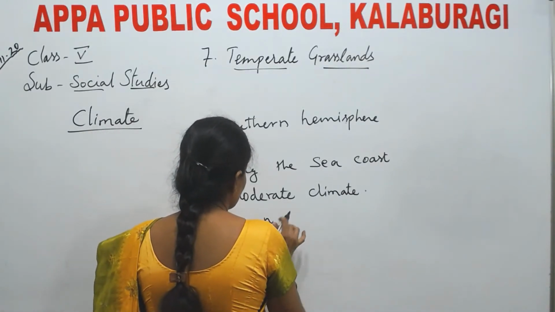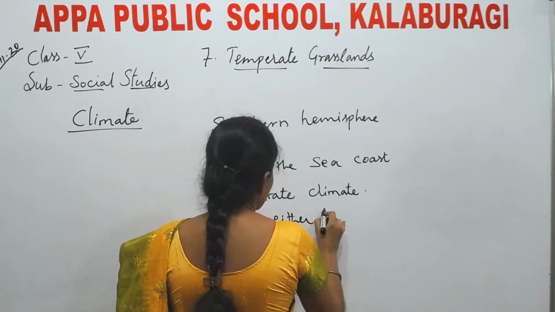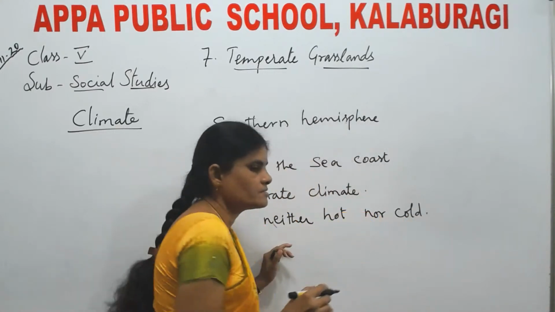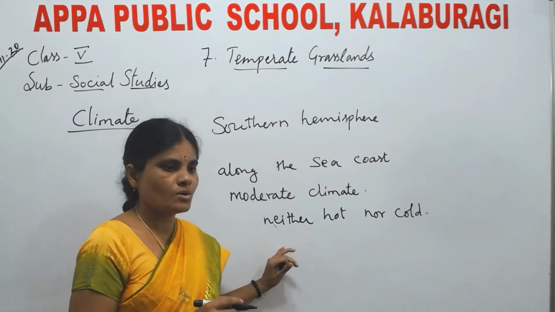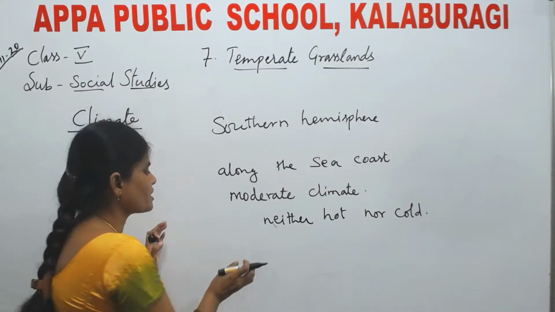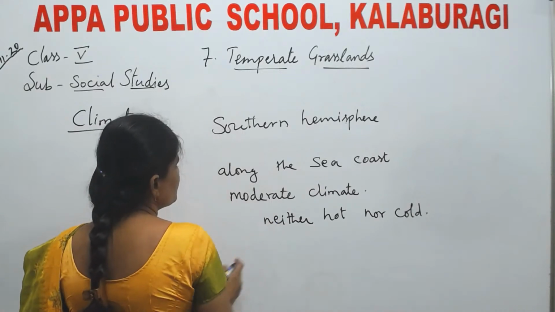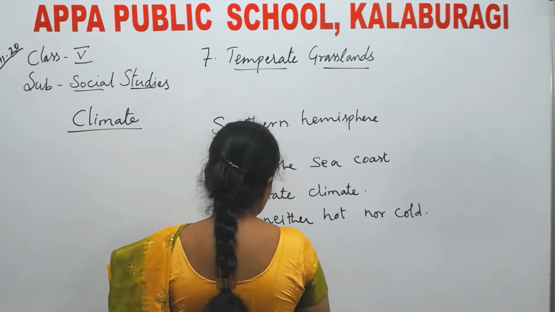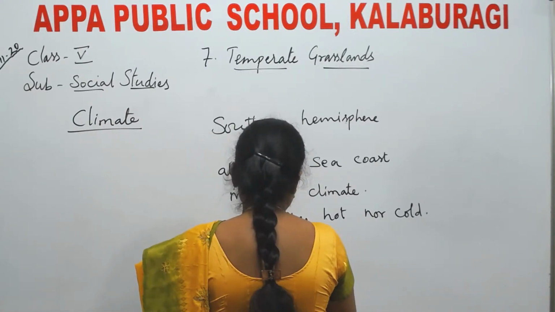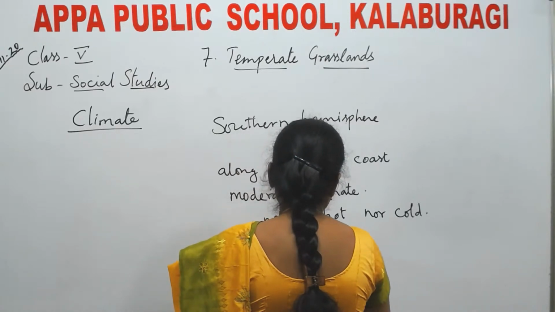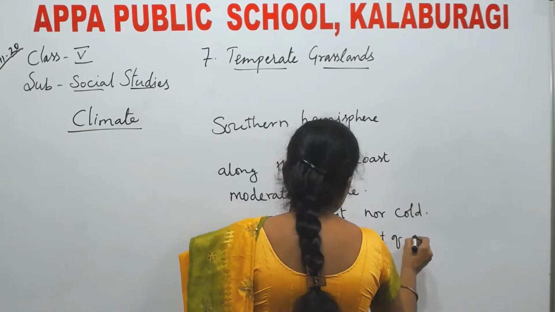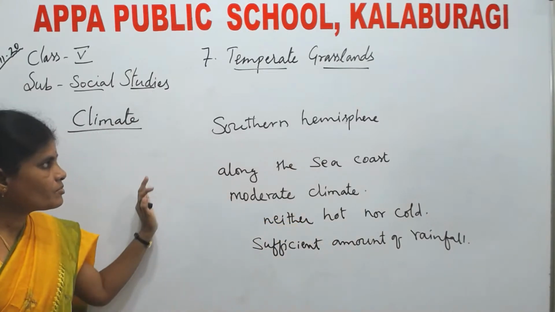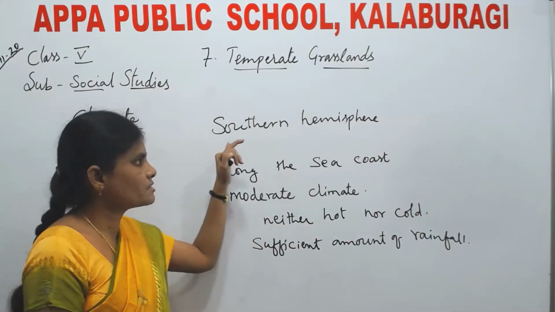Moderate type of climate is nothing but the climate is neither hot nor cold. That means the climate is not so hot, not so cold. Understood? How is the rainfall? These areas receive a sufficient amount of rainfall. This is all about the climate of the grasslands in the southern hemisphere.